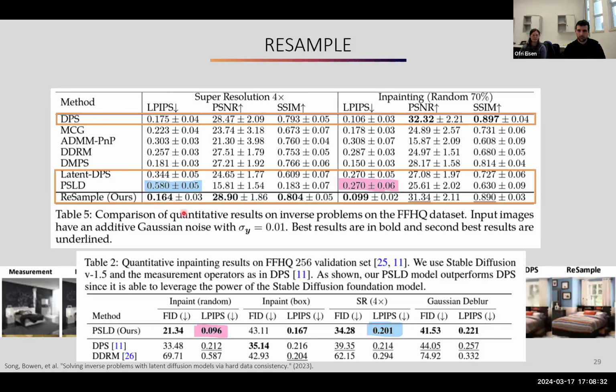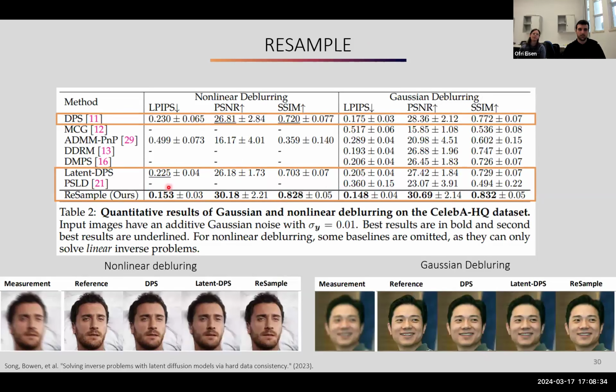So if we keep going, we can see some more results of the ReSample algorithm. Again, it's really nice. They do not compare to PSLD over nonlinear deblurring, because PSLD, as we mentioned, is designed for linear problems. And if there are no questions, I will go to the critique.